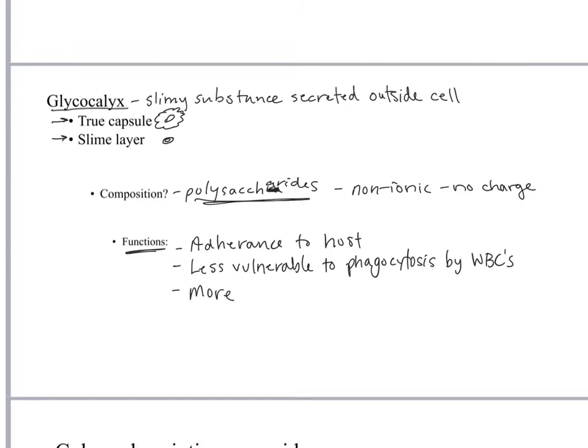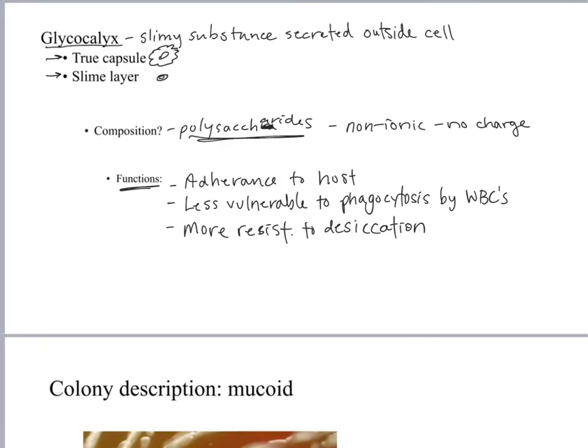A third function of a glycocalyx, it's going to make the organism more resistant to drying out, desiccation. Okay, think about an organism that's coughed out of our bodies into the environment. If it has a capsule around it, it's going to stay moist for a little bit longer, and it's going to be more likely to survive before it can enter another host. So those are three big functions of the capsule in bacteria.